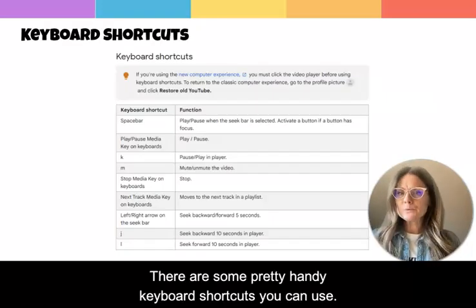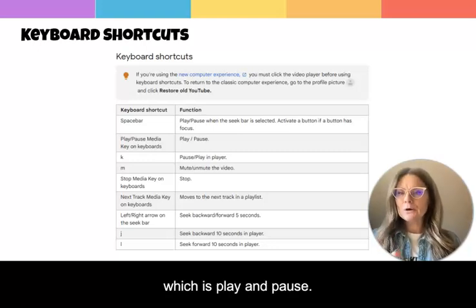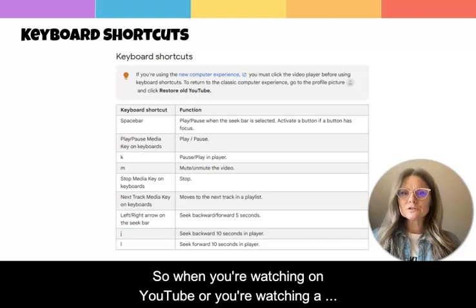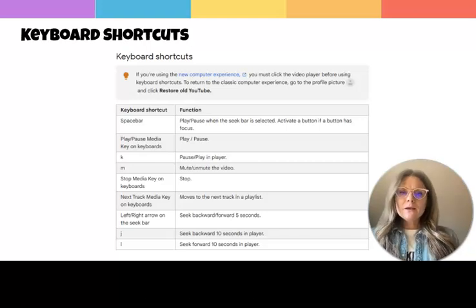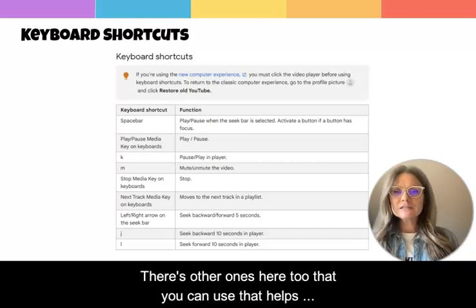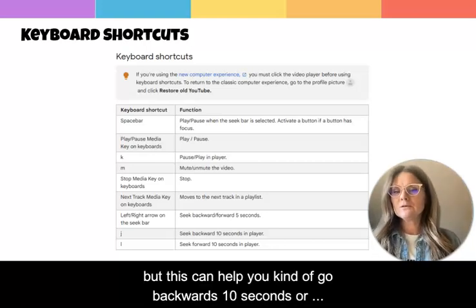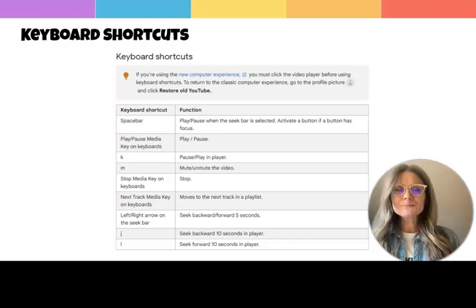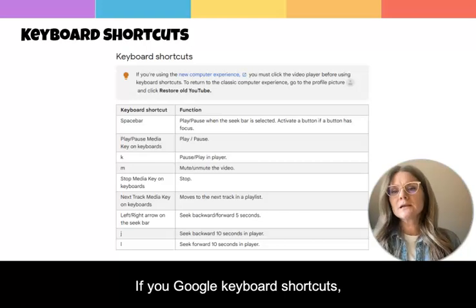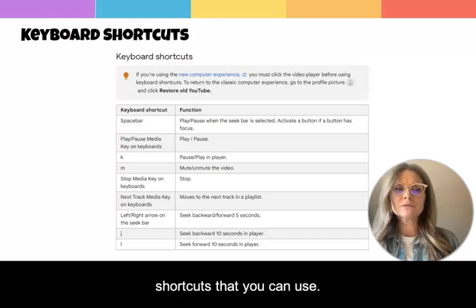There are some pretty handy keyboard shortcuts you can use. The best one that I know is the space bar, which is play and pause. So when you're watching on YouTube or you're watching a video, you can press the space bar to stop it and then start it quickly. There's other ones here too, like J and L. I didn't know about these ones, but this can help you go backwards 10 seconds or forwards 10 seconds, which can be good if you want to skip some parts. If you Google keyboard shortcuts, YouTube, that will bring up all kinds of different keyboard shortcuts that you can use.